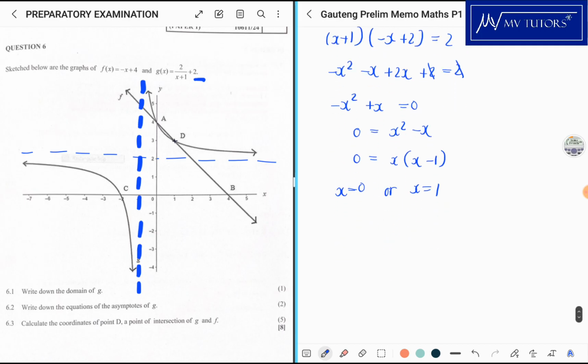Now we can take any formula, f of x or g of x, and substitute 1. I think f of x is simpler. Okay, so let's see what happens then. I have minus 1 plus 4, and we can see then that y is actually equal to 3. So what is D ultimately? D is basically 1 and 3. Okay, and that's it for question 6.